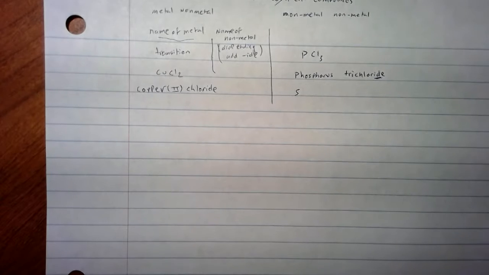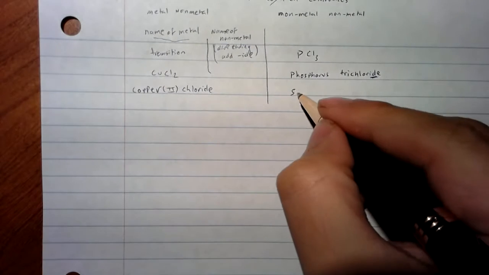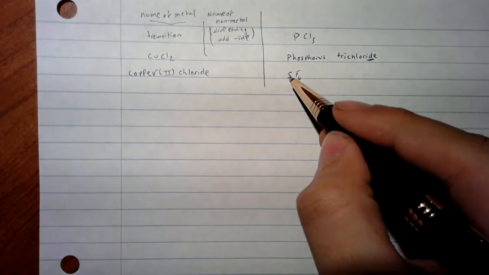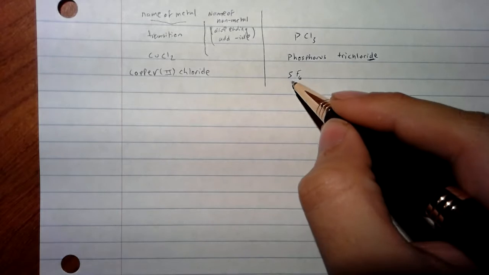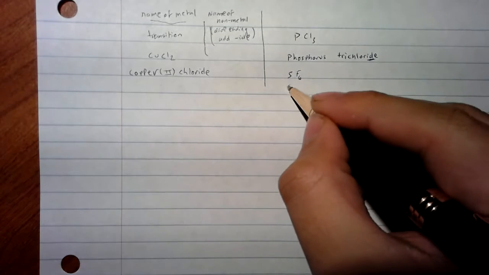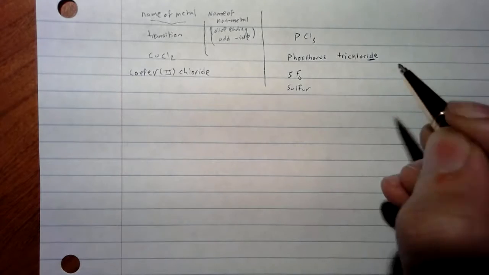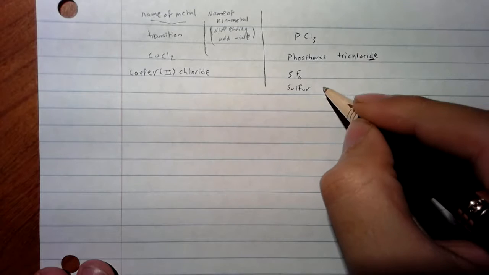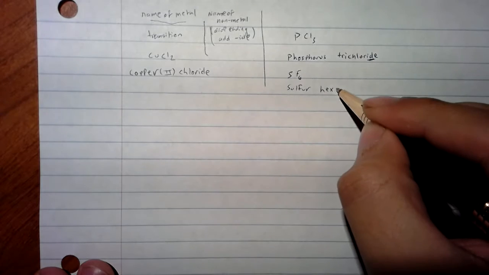Okay, let's look at the second one here. That's sulfur, and then we have F6. Again we write down the name of the first element, and we don't have to put any prefix if it's 1, so it would just be sulfur. And then this is going to be fluoride, but there's a 6, so we have to put that prefix: hexafluoride.